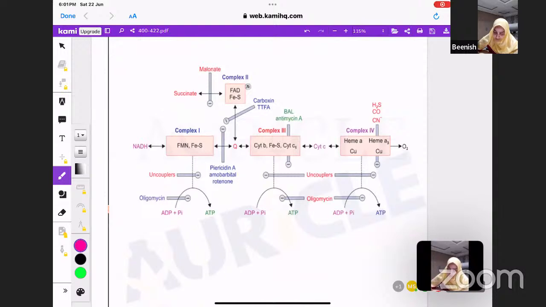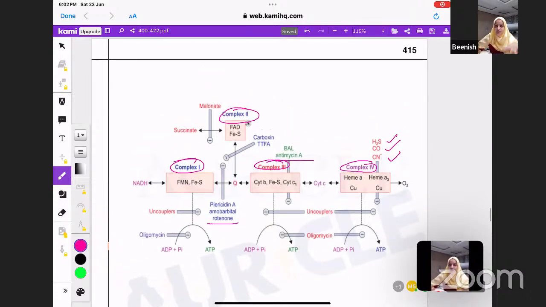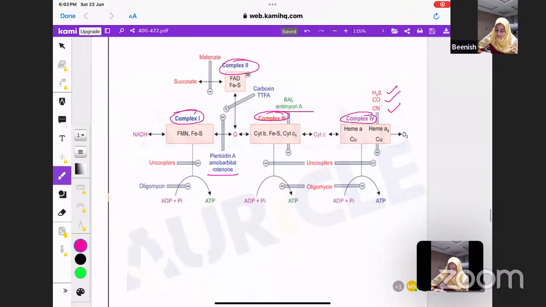This is a diagrammatic representation of the various inhibitors of different complexes. Of complex 1, you can see piericidin A and rotenone. Then complex 2 is inhibited by malonate. For complex 3, you can see antimycin A. For complex 4, all the gases, such as H2S, carbon monoxide, and cyanides, are the inhibitors. So this is just a diagrammatic representation.